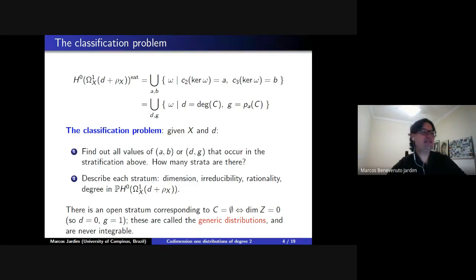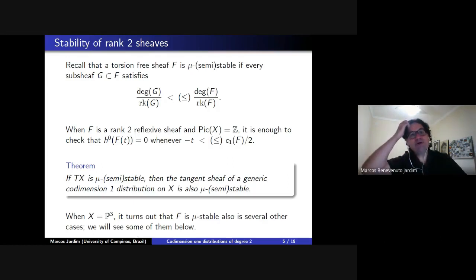So my goal today is to address this classification problem on projective space, so when X is P3, and the degree is small. So I'm going to talk about degrees 0, 1, and 2 today. First, let me recall that a torsion-free sheaf is called mu semistable if every proper subsheaf of G satisfies this inequality here. So this is the so-called slope of a sheaf.